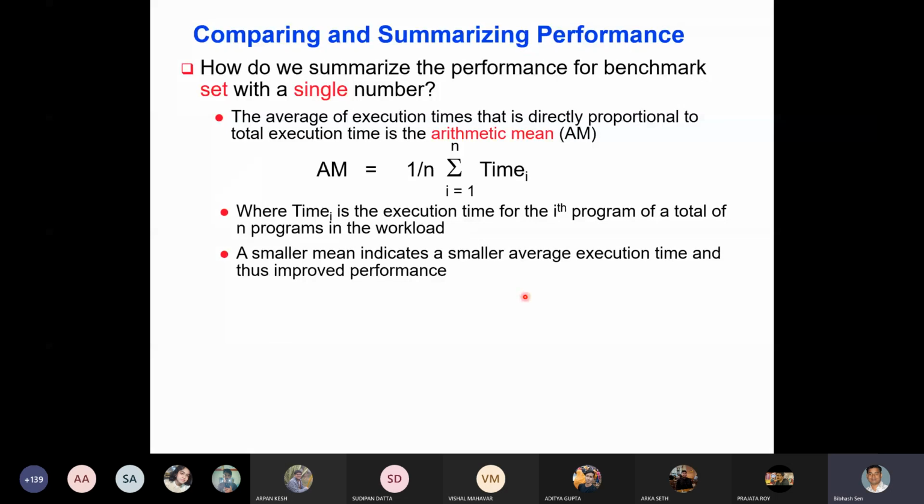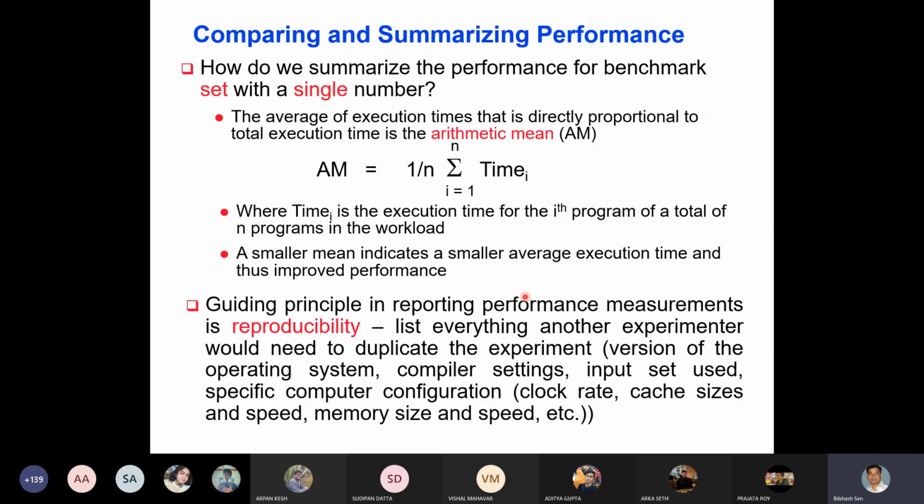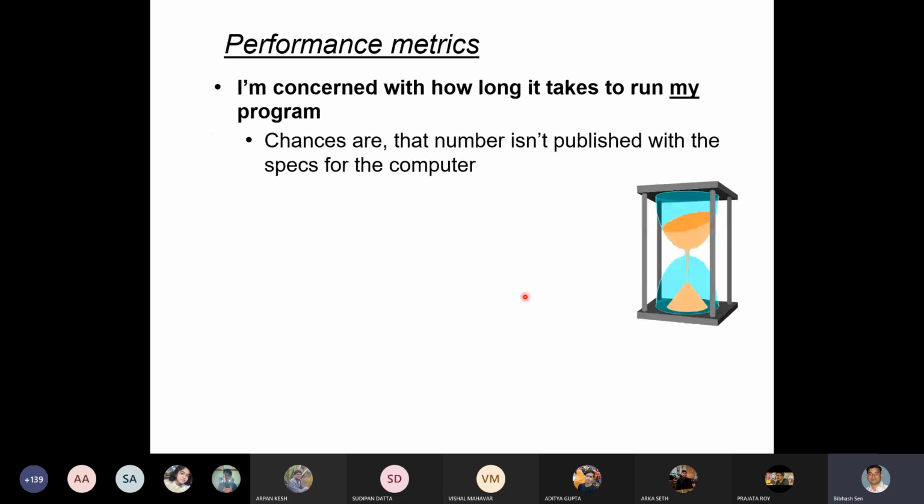So again we are summarizing this part, comparing and summarizing. How do we summarize the performance of the benchmark set with a single number? So you have to find the arithmetic mean, and the execution time. I will share the slide with you today also. So that is the performance metric.